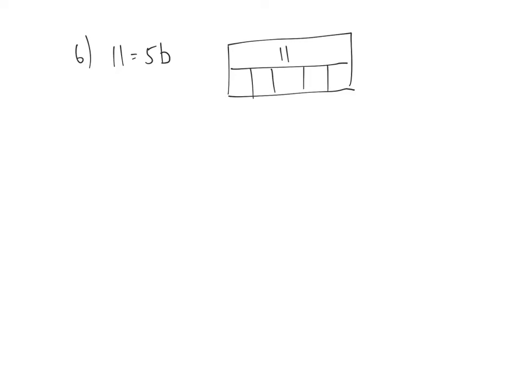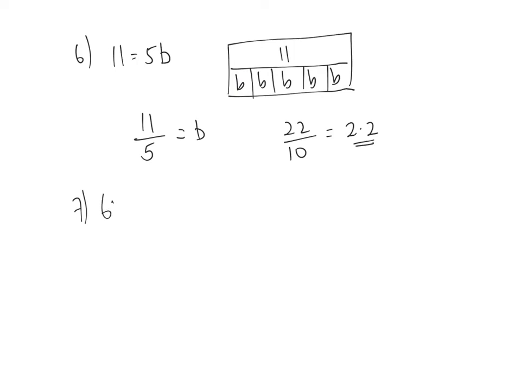So for question number 6, it's 11 equals 5b. So back to the bar model. So 11 equals 5b, so 11 goes on top, and then we need 5 sections underneath with a b in it. Therefore, b will equal 11 divided by 5. Now what I've done here is I've doubled it, 22 divided by 10, because I know any number divided by 10 makes it easy to get to an answer of 2.2 in this case.